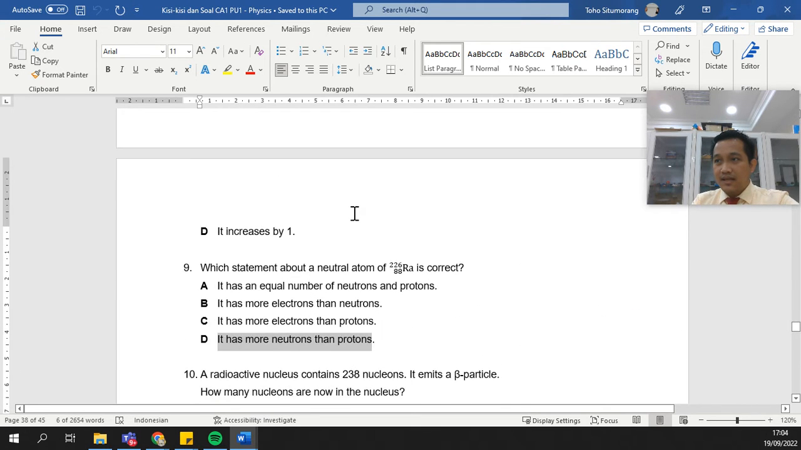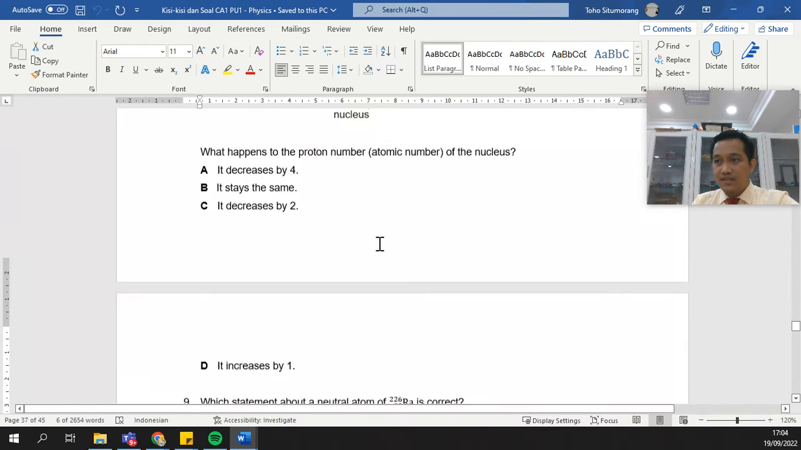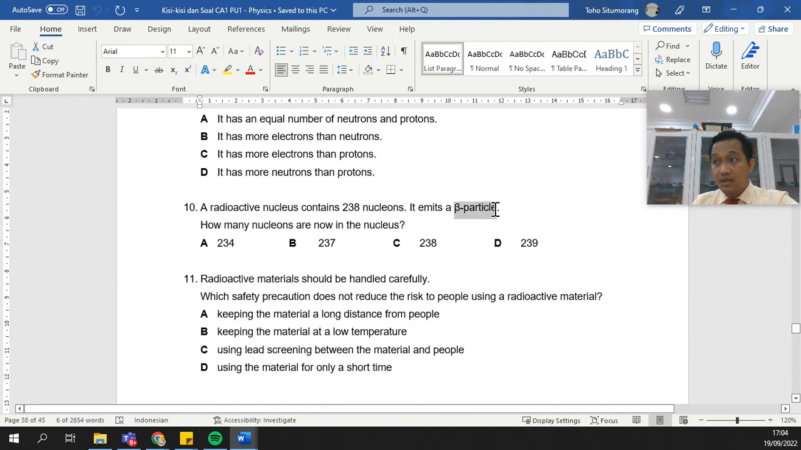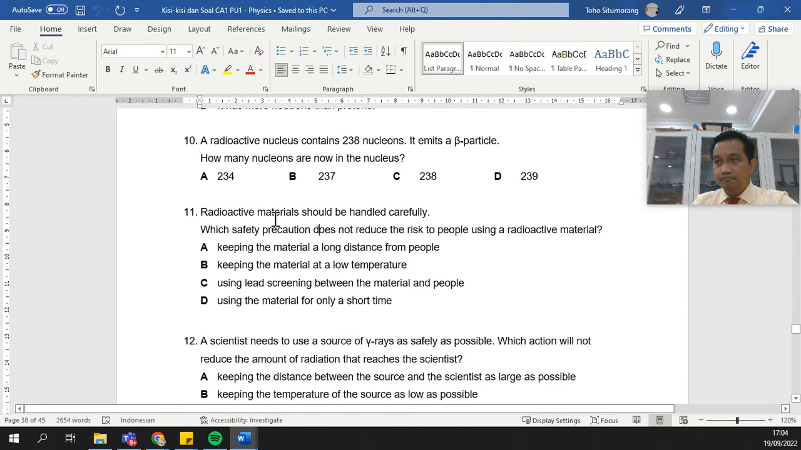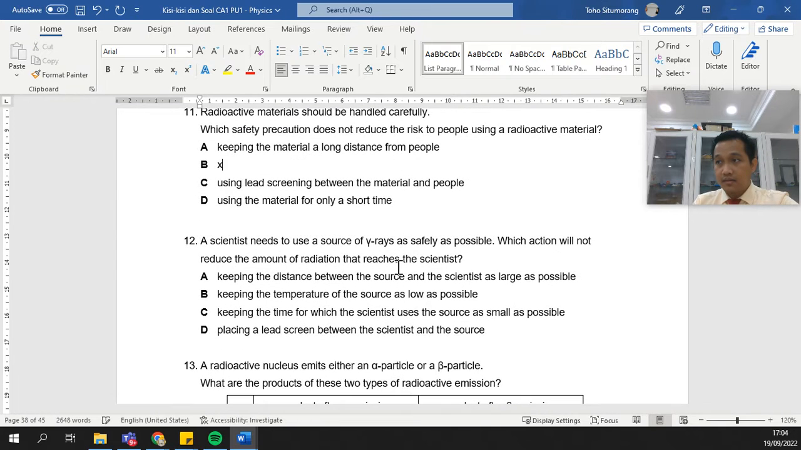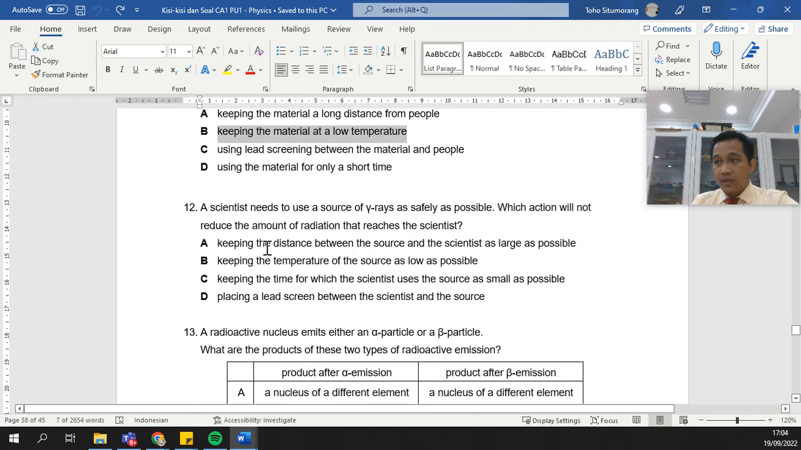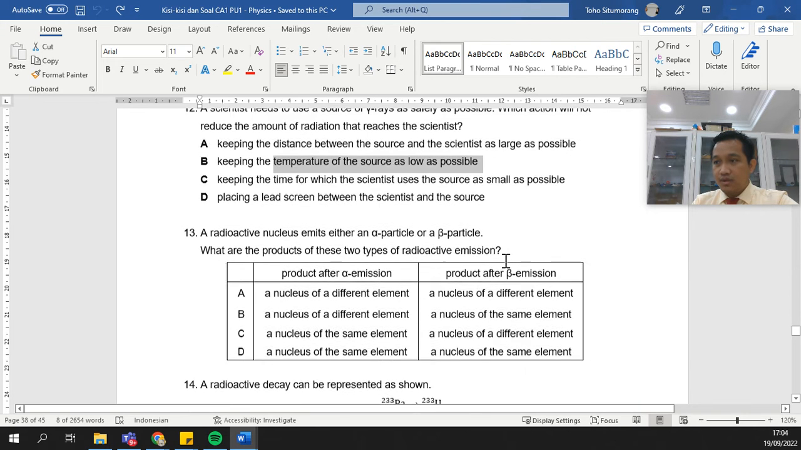Question number 10 is the same thing as question number 7. Since it emits a beta particle, the number of particles inside the nucleus increased by 1 positive, so 239. Number 11, to reduce the risk of people using radioactive material, keeping it at low temperature doesn't give any effect. And also the same with question number 12.